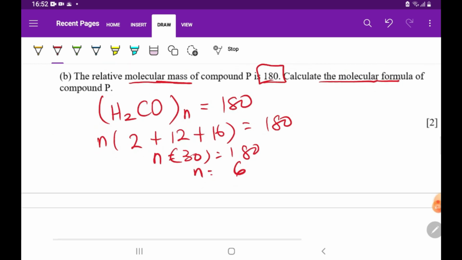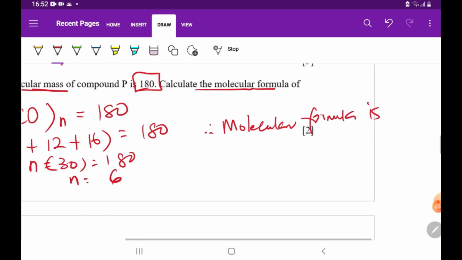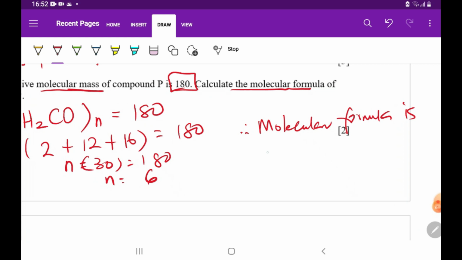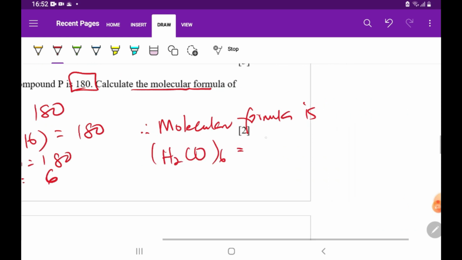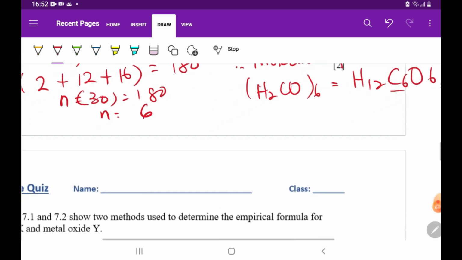Okay, but don't stop here. N is 6, so the molecular formula is H2CO times 6, right? So you will get H12C6O6 actually. Let's say you write your C in front or H later, it will be alright, no problem.